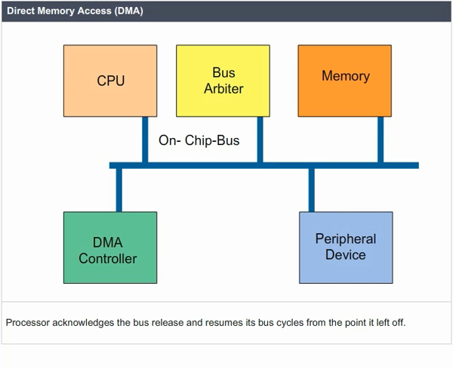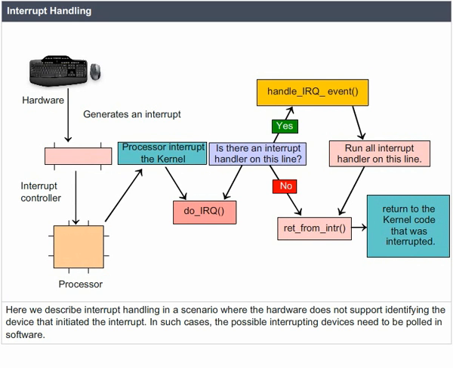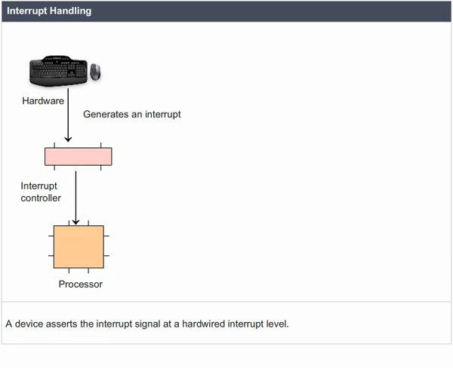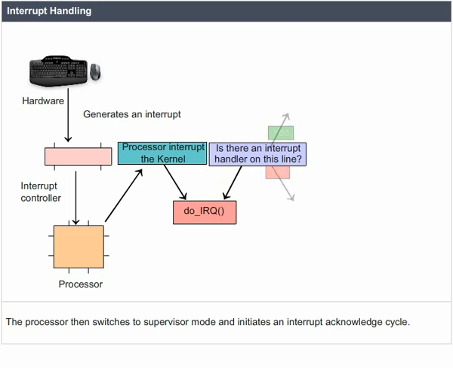Interrupt handling. Here we describe interrupt handling in a scenario where the hardware does not support identifying the device that initiated the interrupt. In such cases, the possible interrupting devices need to be polled in software. A device asserts the interrupt signal at a hardwired interrupt level. The processor registers the interrupt and waits to finish the current instruction execution. Once the current instruction execution is completed, the processor initiates the interrupt handling by saving the current register contents on the stack. The processor then switches to supervisor mode and initiates an interrupt acknowledge cycle.